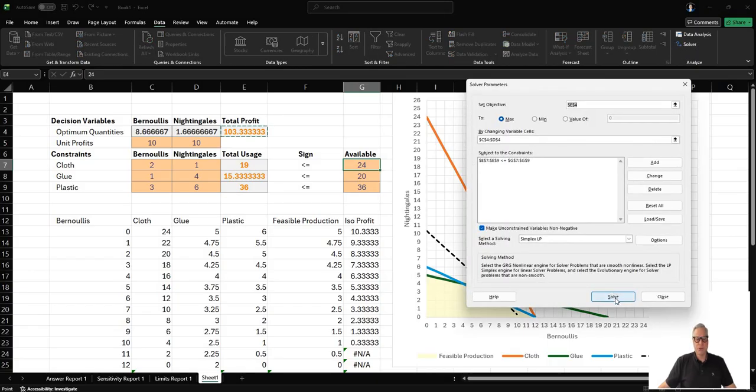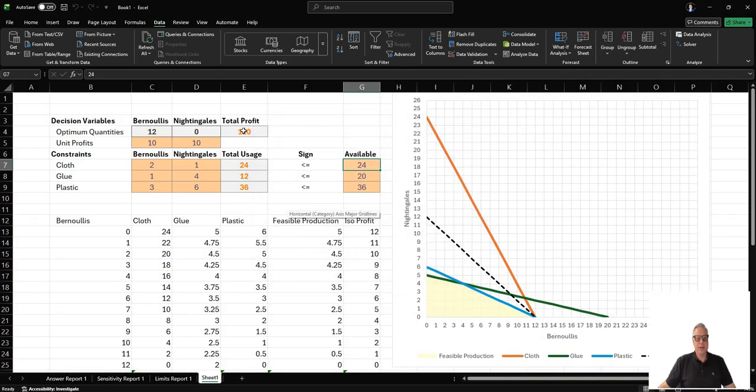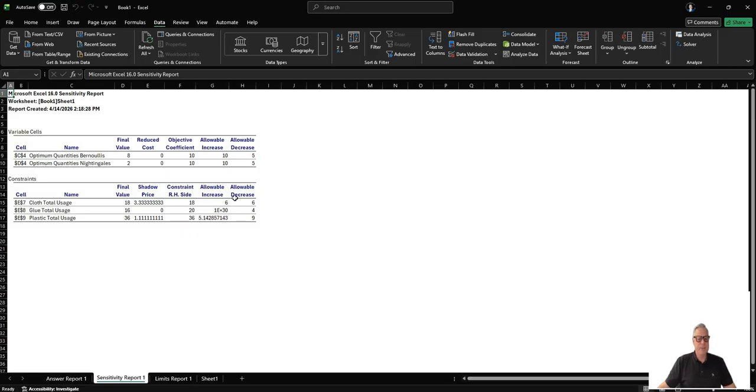So let's consider this one and solve it. Okay, and you see that indeed the profit is now 120. But we also have a new optimum solution, because now we would produce only Bernoullis and no Nightingales. Okay, so this is what the shadow price tells you. And we can do the same thing for glue or plastic.